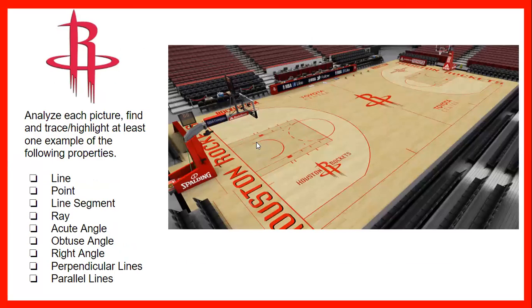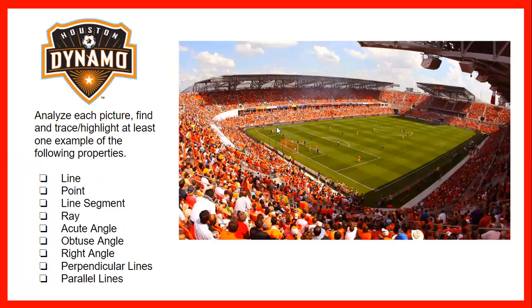For example, here we have a basketball court. Do you see any perpendicular lines? How about parallel lines? Do you see any right angles or acute angles, obtuse angles, some points here? How about on this page? So that's going to be your job. You're going to be learning about the different 2D shapes and then identifying them on a field.